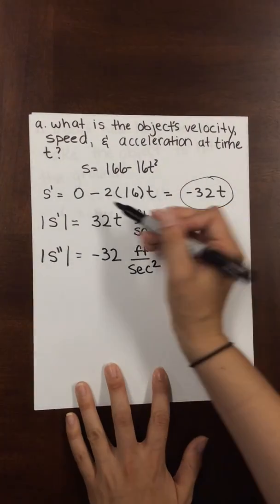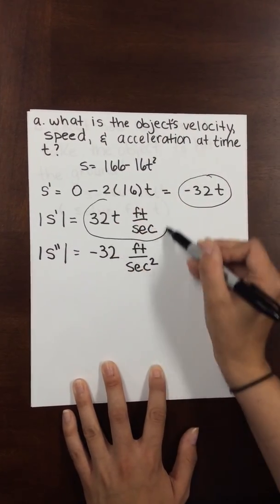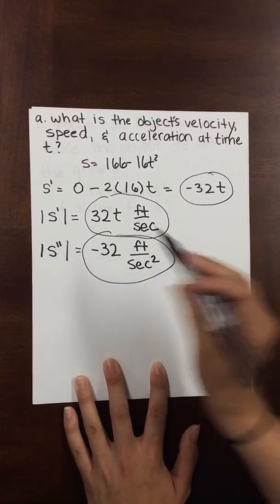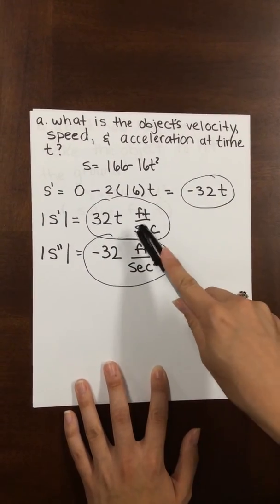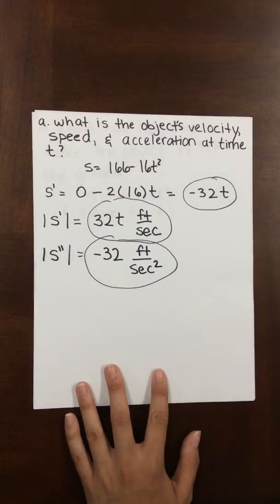So that is part, I'll circle our answers. So these are our 3 answers for velocity, speed, and acceleration at time t.